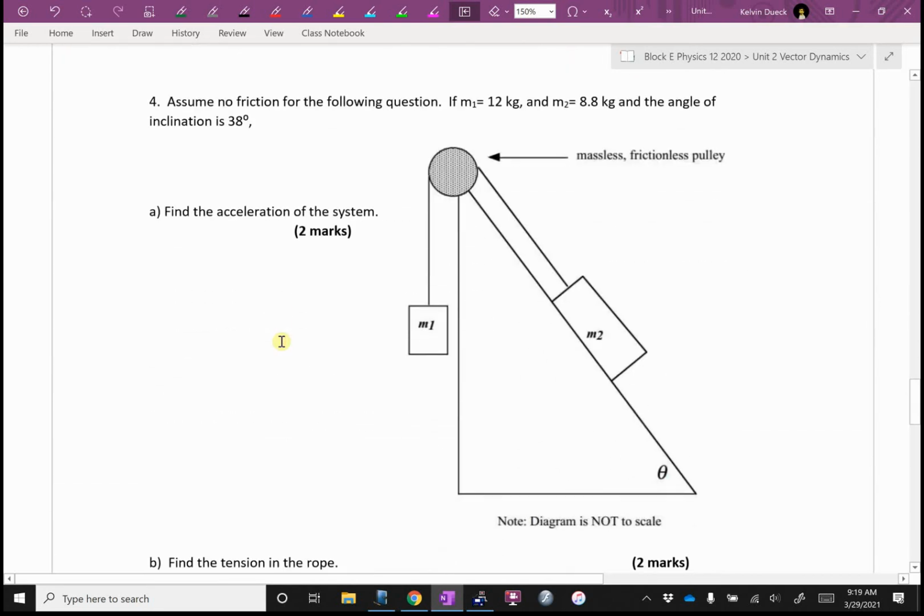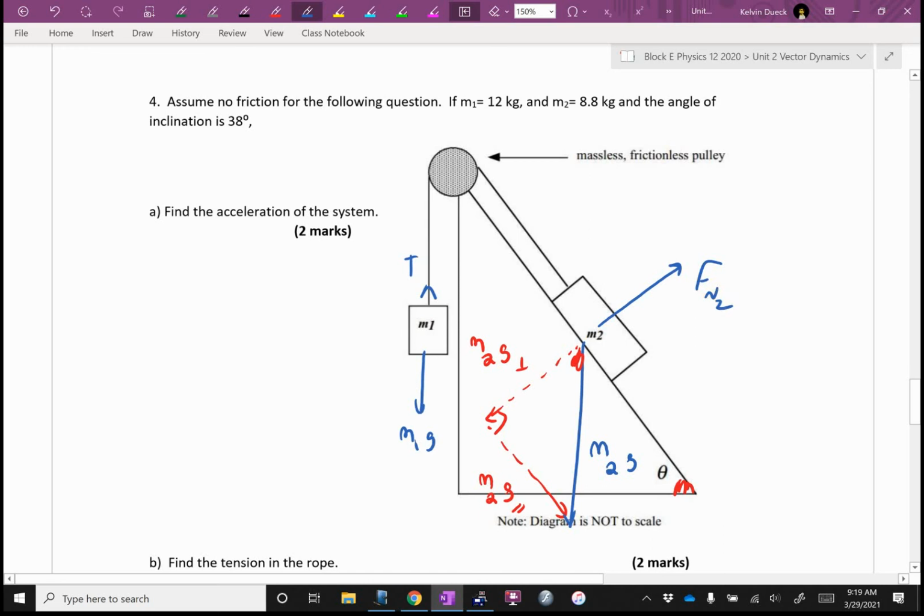Number 4, find the acceleration. This is a job for a free body diagram. M1G, tension. Let's do it in blue, and components in red. M1G, tension, M2G components, M2G perpendicular, M2G parallel, normal force number 2 to go with mass number 2, tension. Is there friction? No. For part A, no friction.